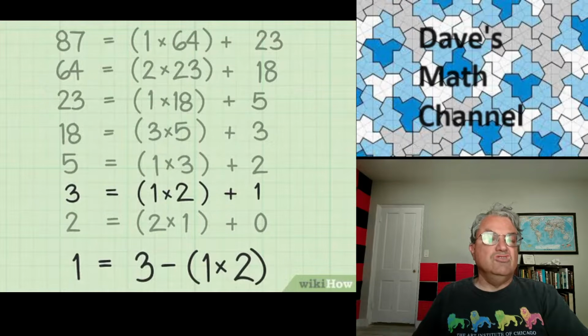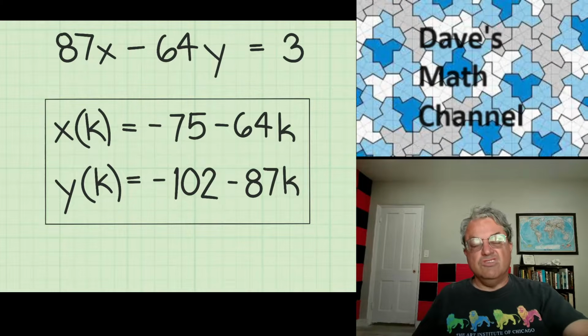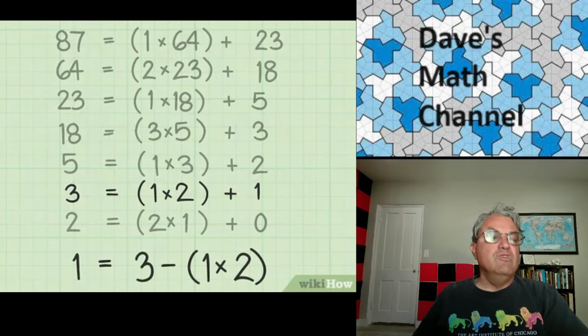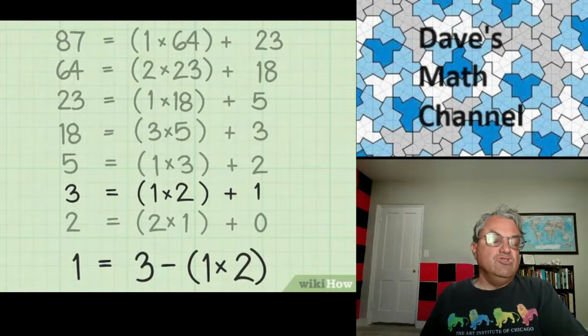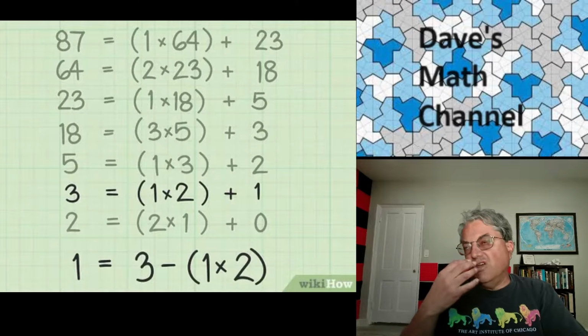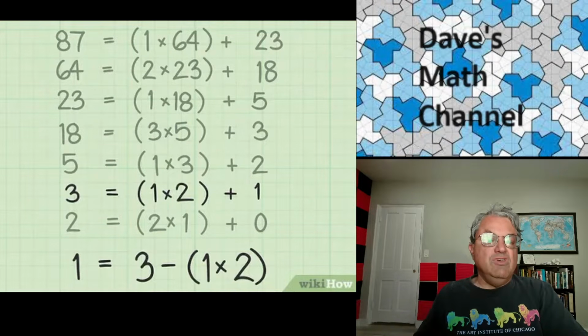You're given two integers, say 87 and 64, the ones we started with in this equation. We have to apply Euclid's algorithm to find the GCD, but we have to do a little bit more than that. We can't just find the GCD. The GCD turns out to be 1. 87 and 64 are known as coprime or relatively prime integers, meaning that the greatest common divisor of those two numbers is 1. And this is how you prove it.